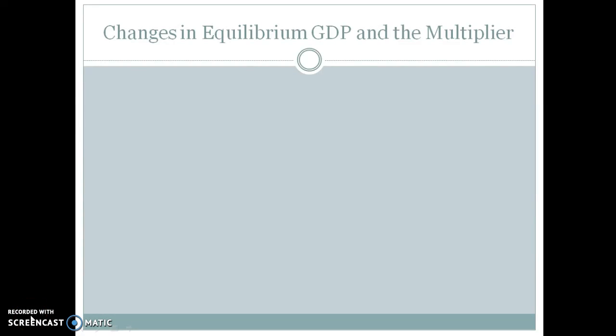Okay, guys, to finish up some stuff with Chapter 28, we're going to take a look at the aggregate expenditure model and show you what that looks like. Just to get things started, we're going to look at changes in equilibrium GDP and how that ultimately will be impacted by the multiplier.